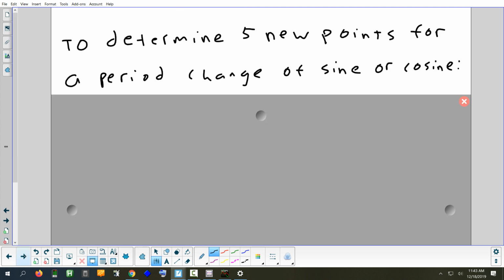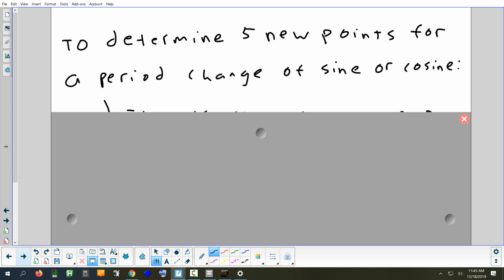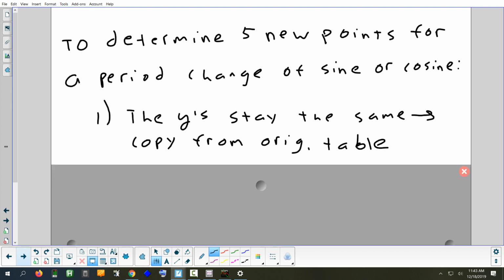So, how do we find the 5 points? And then we'll finish up with a graph. Which column is not affected by period change? Y. The Y column. We are stretching left and right. You're not doing anything up and down. Unfortunately, when the Y's stay the same, you've got to deal with all the X's. So now you've got to deal with all the fractions with pi.